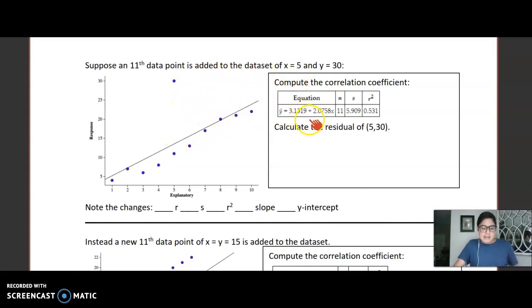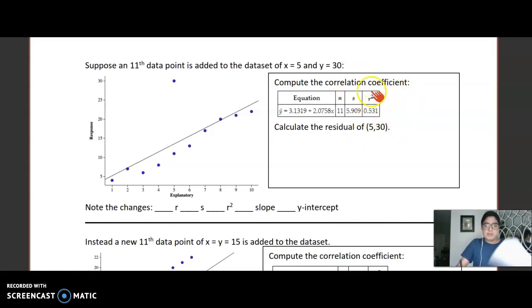And notice that my original y-intercept was 0.933, so that's increased. My slope has decreased, my standard deviation has increased, and my coefficient of determination has decreased. So let's go ahead and compute the new correlation coefficient.